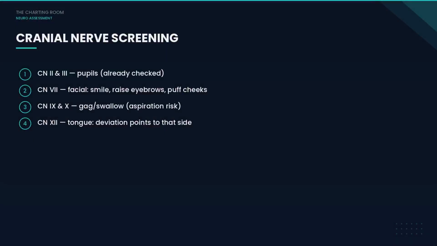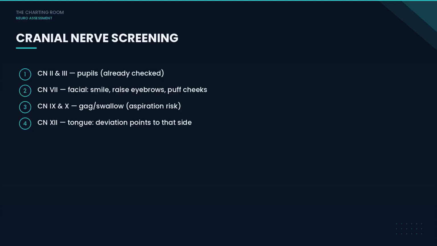You don't need to test all 12 cranial nerves on every patient, but a few are your fastest bedside indicators of brainstem function. Cranial nerve 2, the optic nerve, and 3, the oculomotor nerve, are what you're already checking with pupils. Cranial nerve 7, the facial nerve. Ask the patient to smile, raise their eyebrows, puff their cheeks. Look for asymmetry. One side drooping is a classic stroke finding.